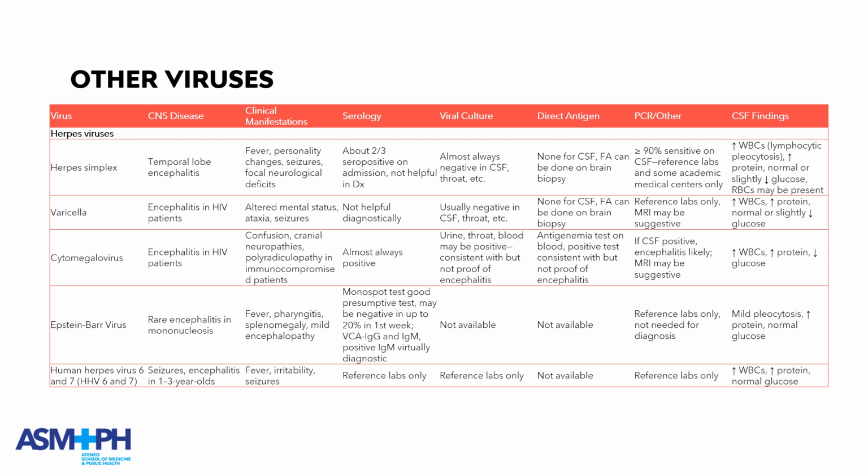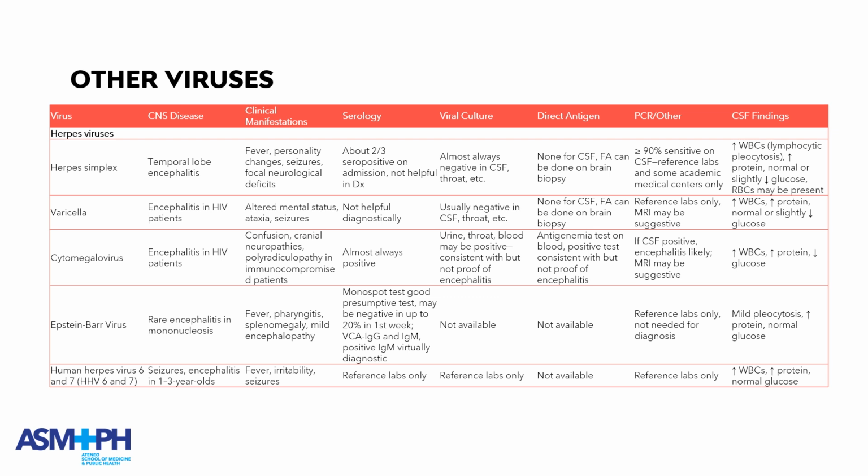Cytomegalovirus causes encephalitis in HIV patients also. It will present with confusion, cranial neuropathies, and polyradiculopathy in immunocompromised patients. Serology is almost always positive, and viral culture can be achieved through urine and throat culture, although that would not be proof of encephalitis.